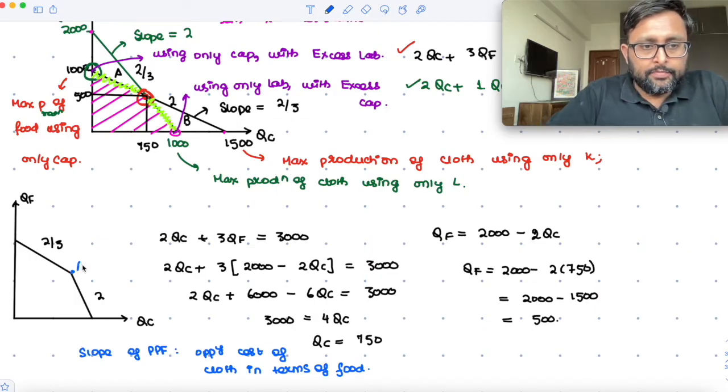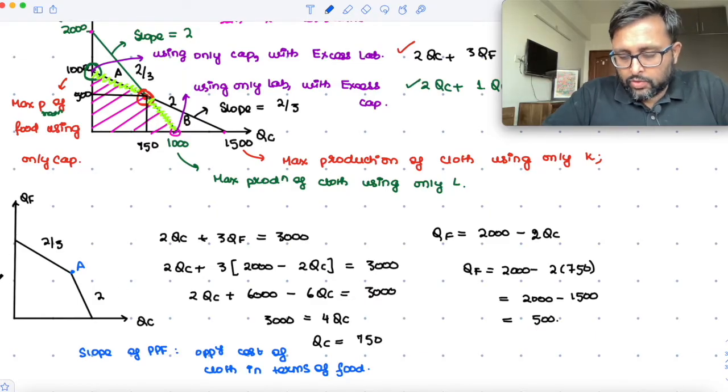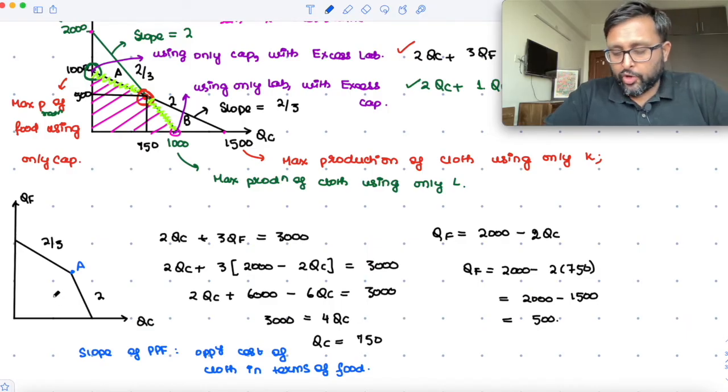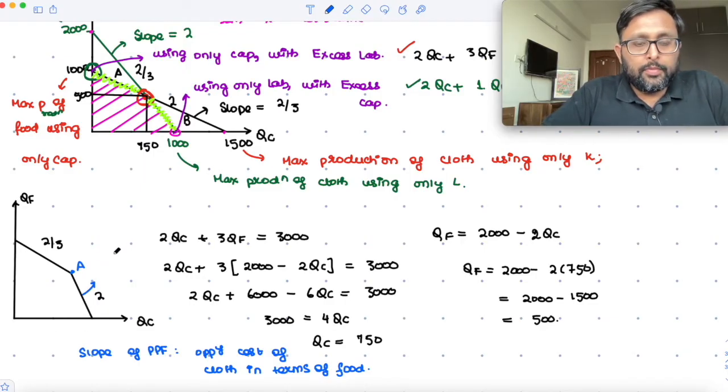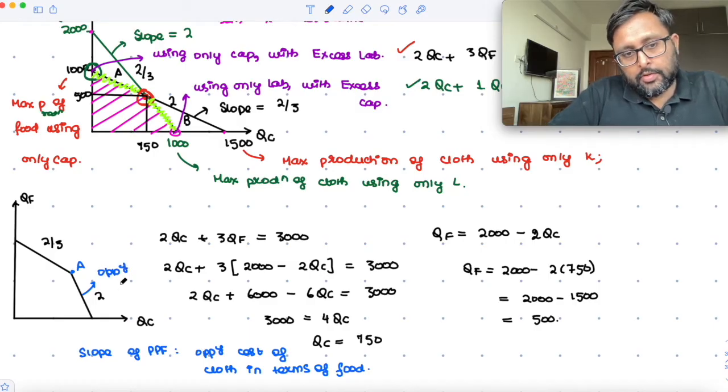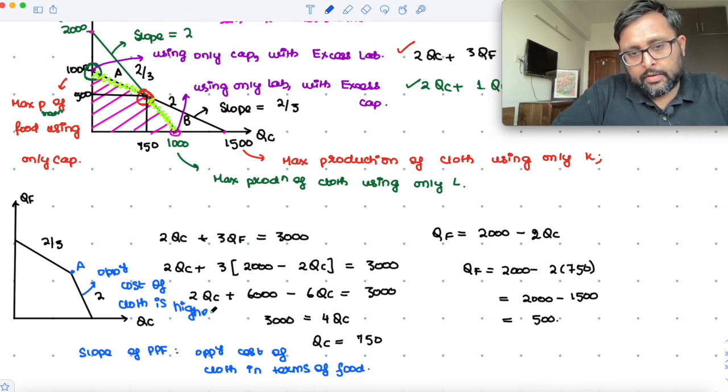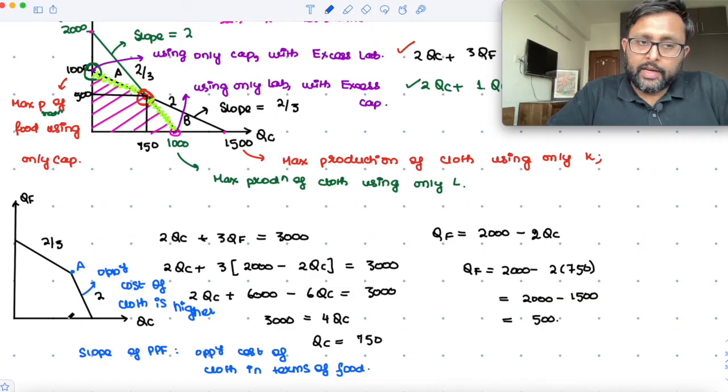For example, this is point A. To the right of point A the slope is increasing, and to the left of point A the slope is decreasing. So to the right of point A, the opportunity cost of cloth is higher when more units of cloth are being produced. Here the opportunity cost of cloth is higher because the slope is higher, and this is the point when relatively more units of cloth are being produced as compared to food.